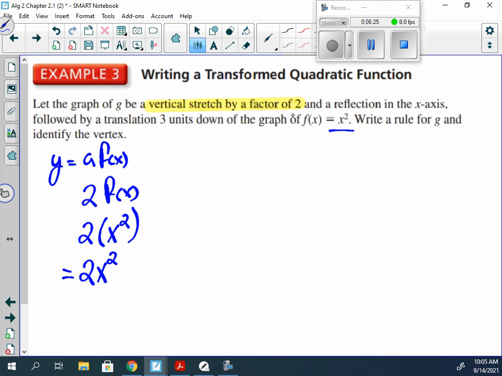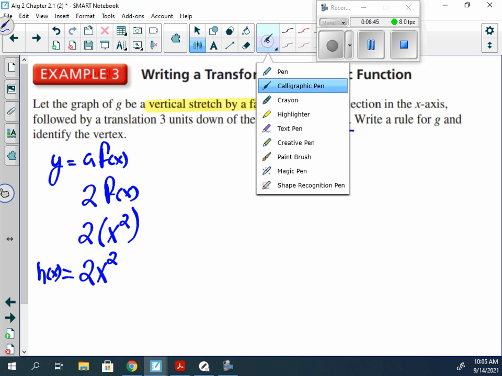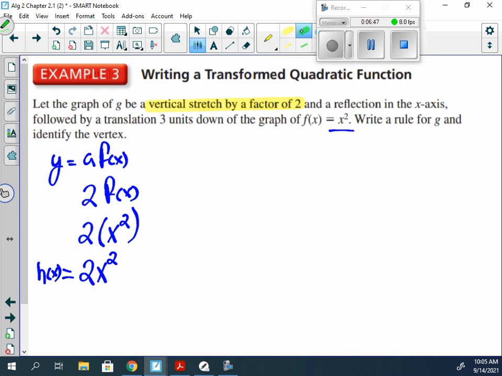Now, what do we want to call this new function 2x squared? Well, they want it to be g of x at the end, yes? So what? h of x, it doesn't matter. Okay. I'll get a highlighter back up. And then what? A reflection in the x-axis. Okay.